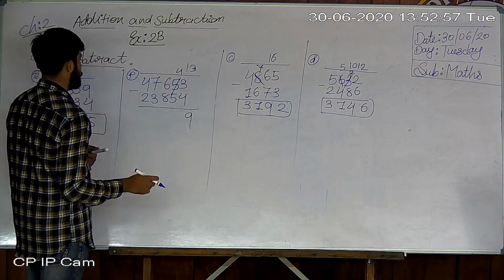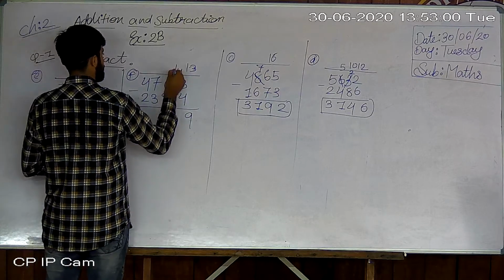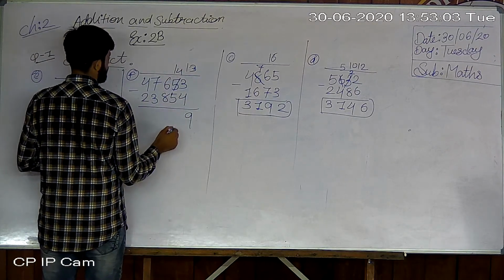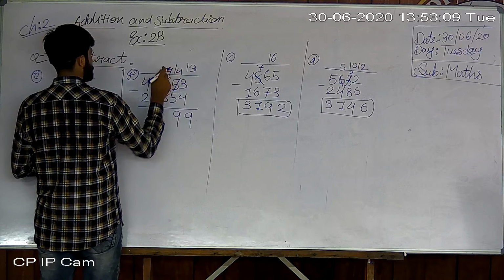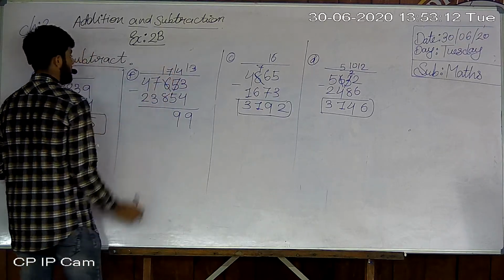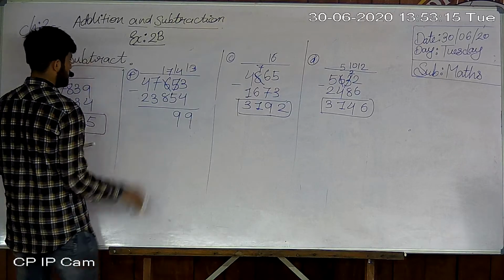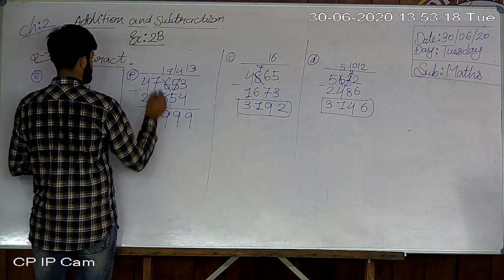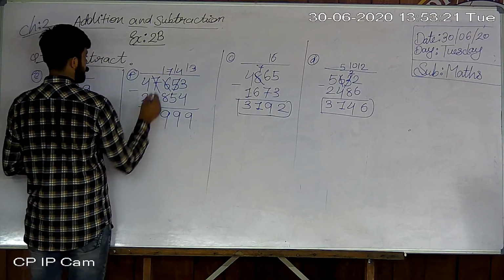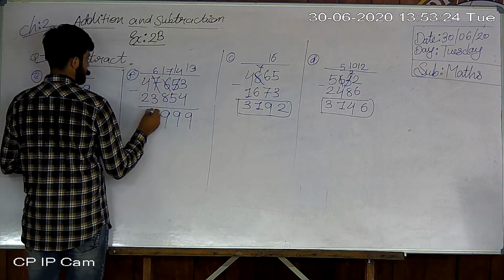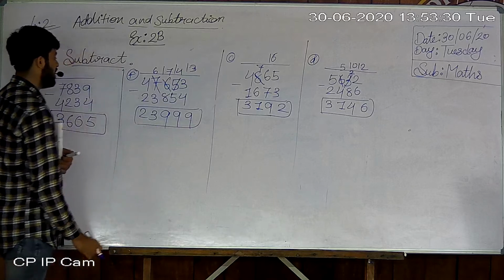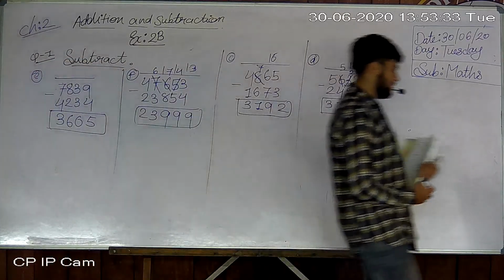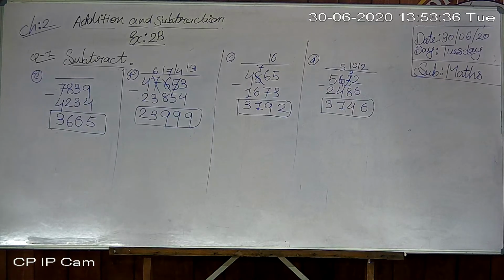4 minus 5, not possible. So what are we doing there? Borrow. 14 minus 5. So again a 9. Again cut the digit 7. 7 minus 8 is not possible. So 17 minus 8. So the answer again is a 9. Then again cut the digit 7. So 6 minus 3, 3, and 4 minus 2. So the answer is what? 23,999. Okay.